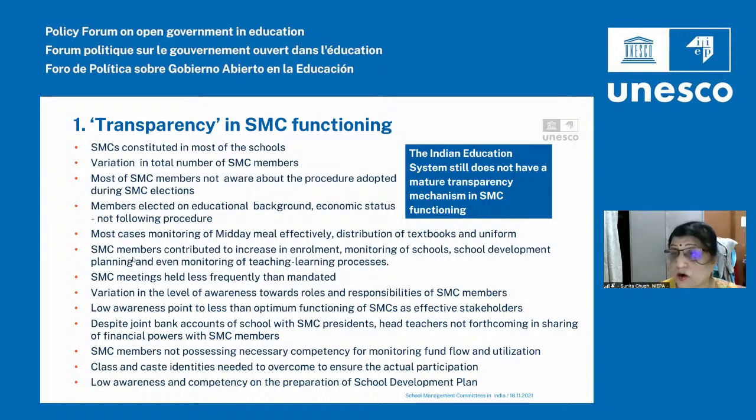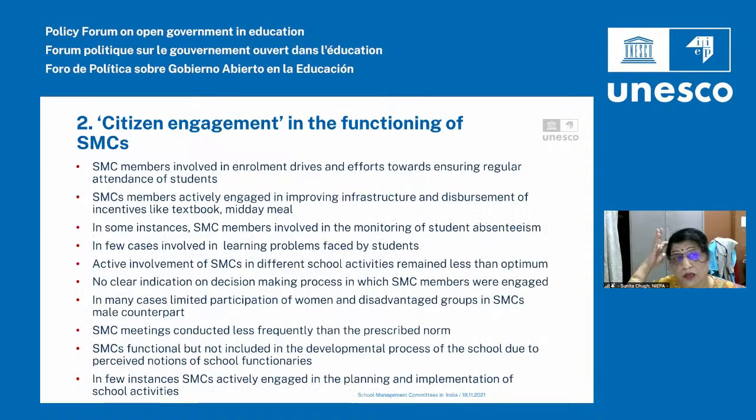I don't know whom we should blame, where we find the fault. If their capacity is not built, should we say that SMC members are responsible, or that school management is responsible? And the most important thing is that in our Indian system, social caste is one of the very important aspects. We could see class and caste divisions within the SMC members, and class and caste identities needed to be overcome to ensure actual participation. There was also low awareness and competency on the preparation of the school development plan in most cases. So the Indian education system, I would say, still does not have a mature transparency mechanism in SMC functioning. This is the conclusion I could come to out of the review.